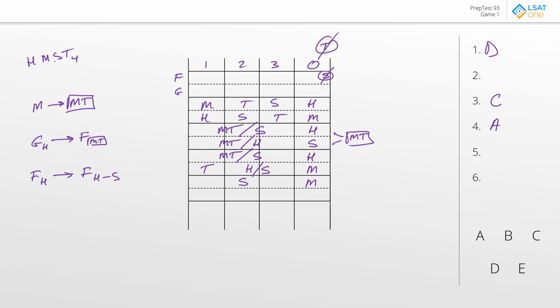H is going to be in. Oh, and if Frank does H, then H has to come before Seattle. So we know that H is going to be first and T is going to be third. So that's a good start. What else do we know?